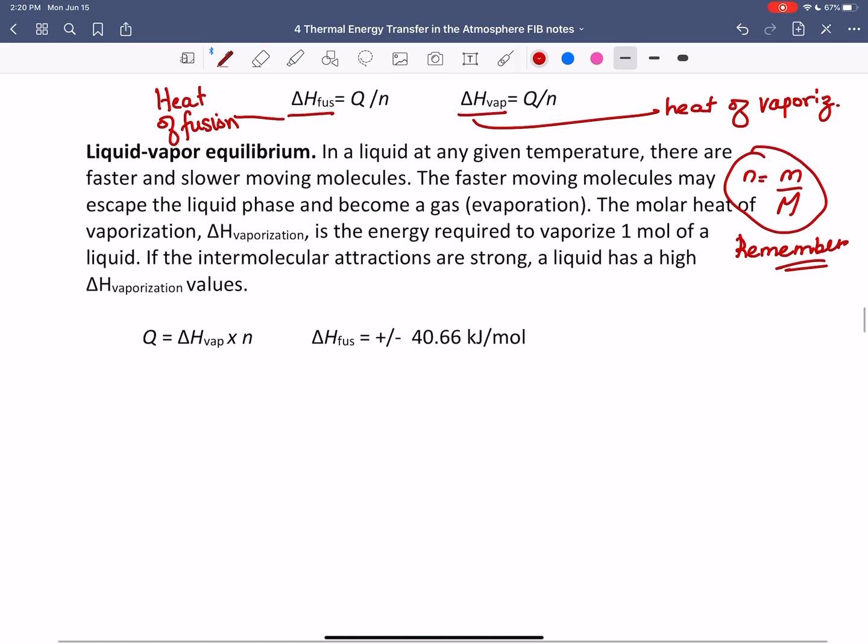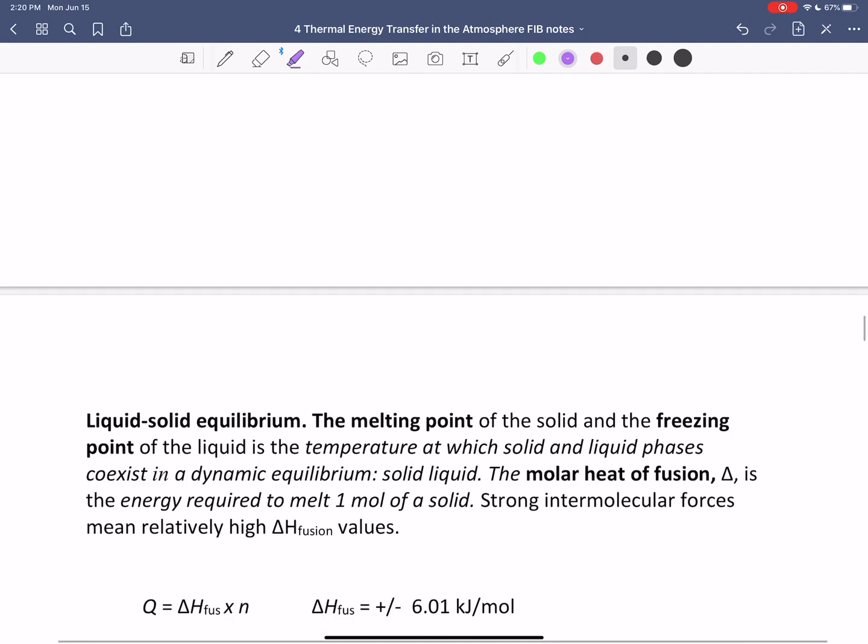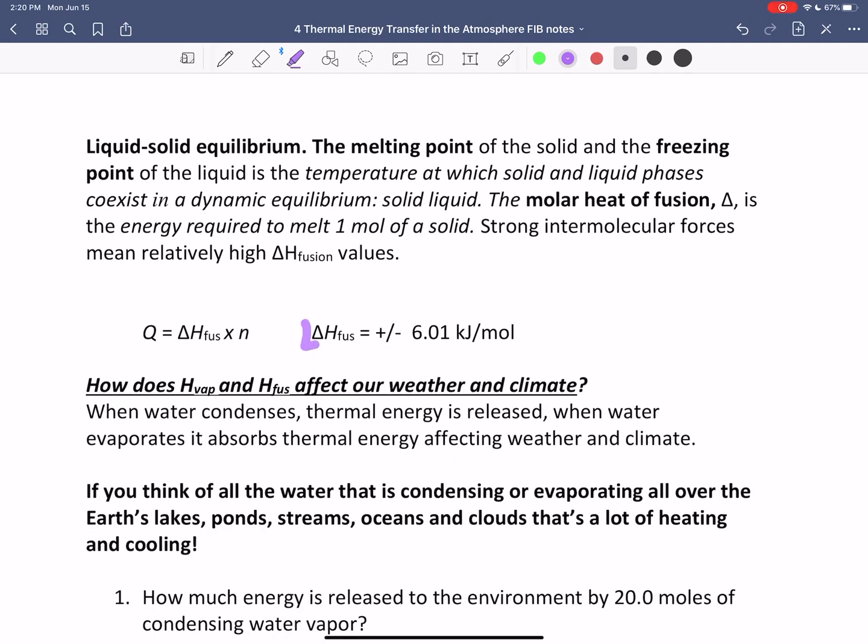All right, so what are the two givens? The heat of vaporization for water is 40.66 kilojoules per mole, and the heat of fusion is 6.01. So you can say it takes a lot more to make water evaporate than it does to make it freeze or melt. Okay, so let's try a couple of questions.